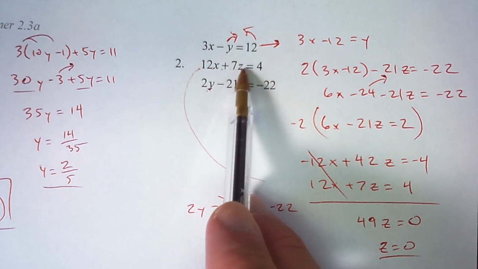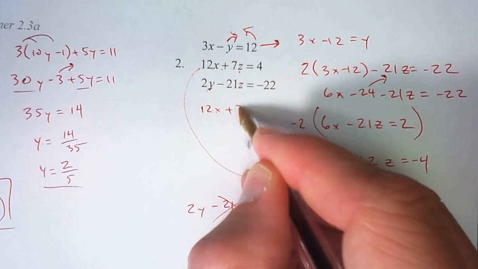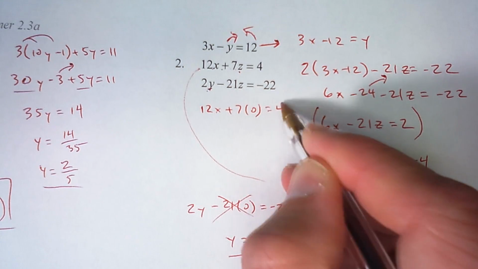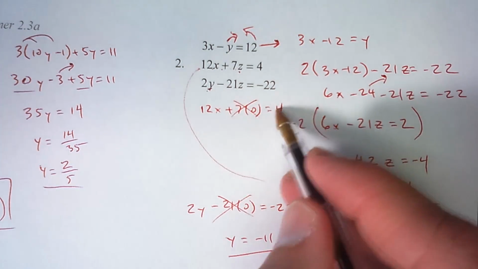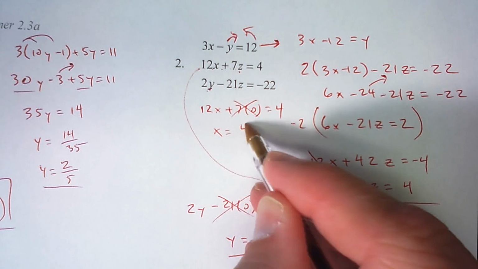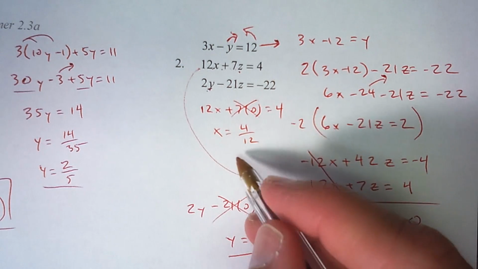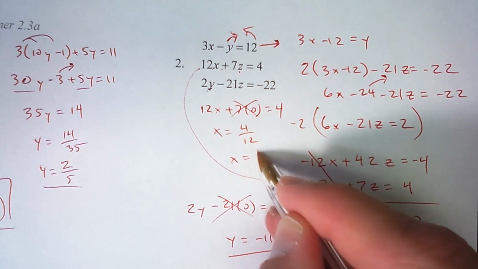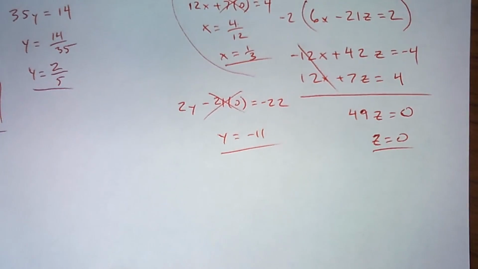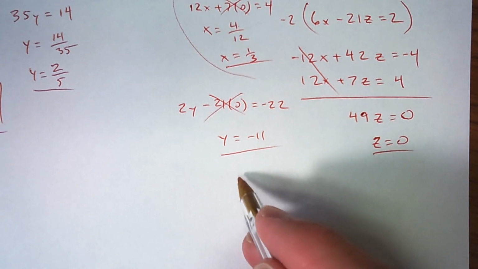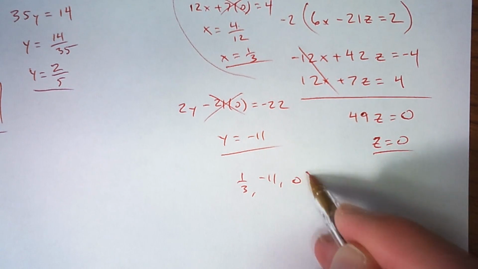I'll go ahead and put that 0 in here for z as well. So I've got 12x plus 7 times 0 equals 4. 7 times 0 is 0. So I've got 4 divided by 12. x equals 4 twelfths. And 4 goes into 4 and 12, 1 and 3 times, so x is 1/3. So my intersection is at 1/3, negative 11, 0.